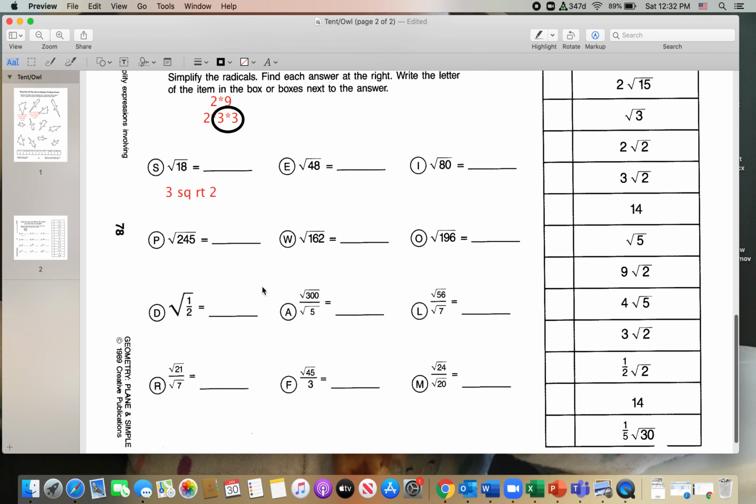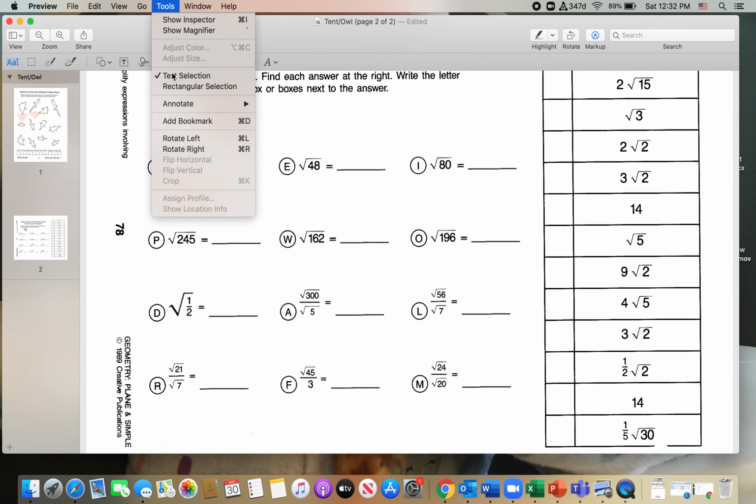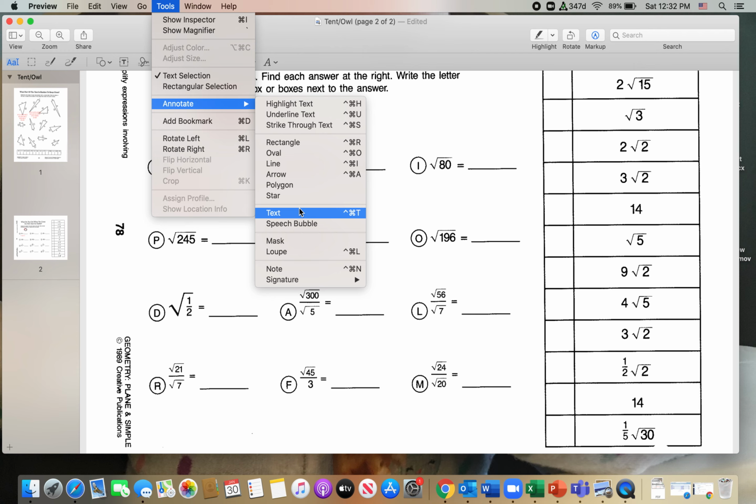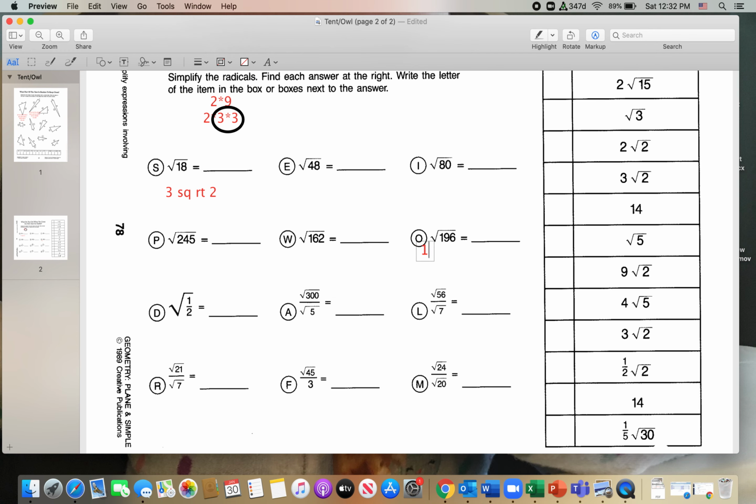I'm going to look down at D, any of these others. Fractions can work too. Square root of 1 over 2 is the same as square root of 1 over square root of 2. But the square root of 1 is just 1. So we have 1 over the square root of 2.